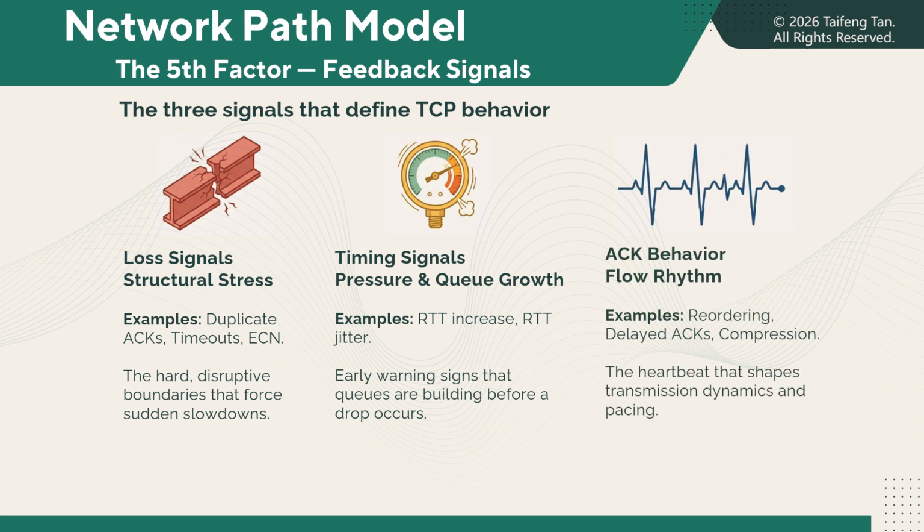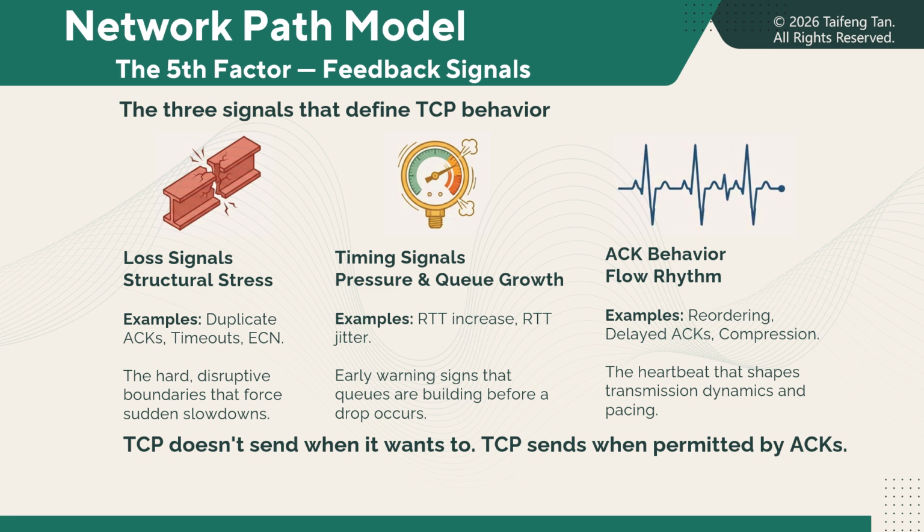Third, ACK behavior signals. This is the flow rhythm. TCP is ACK clocked. The pattern of ACK arrival determines how data is sent. This includes regular pacing, reordering, compression, starvation, or delayed ACKs. They are like the rhythm of a heartbeat. Even if the forward path is stable, distortion in the ACK stream can change send behavior. For instance, ACK compression can cause burst transmission, while ACK starvation can stall growth. In one word, the pattern of ACK arrivals shapes the sender's transmission behavior. TCP doesn't send when it wants to, it sends when it's allowed to. And permission comes in the form of ACKs.